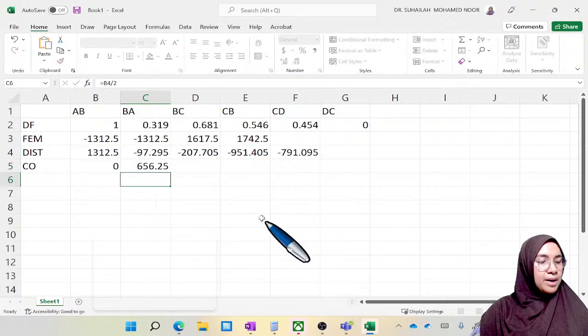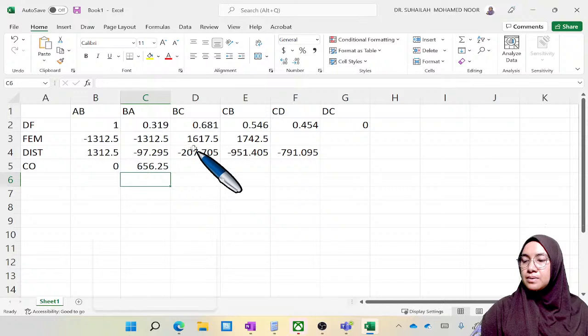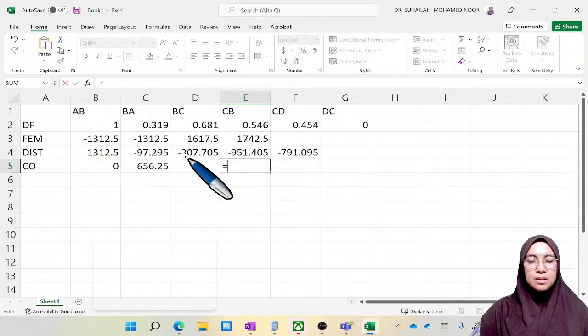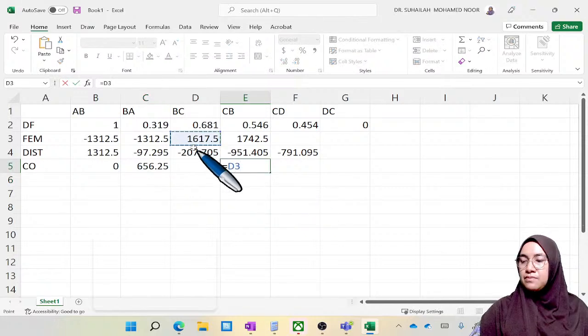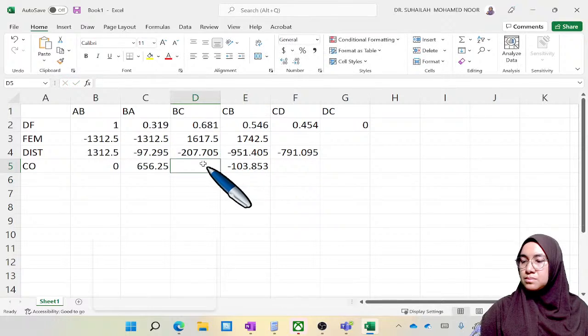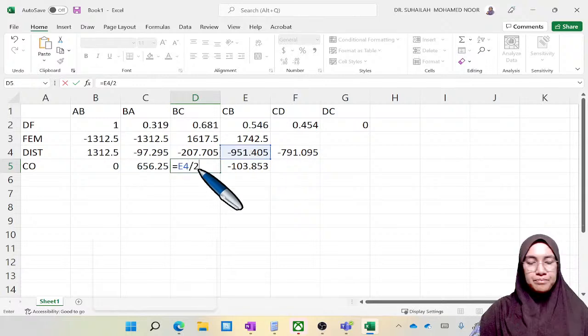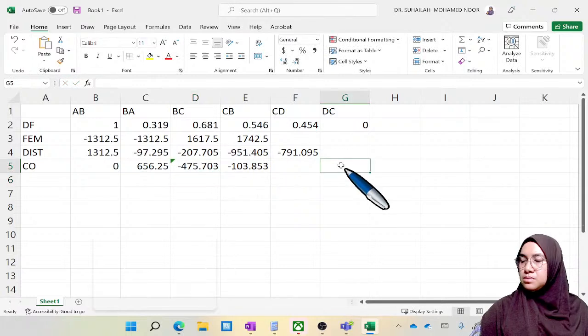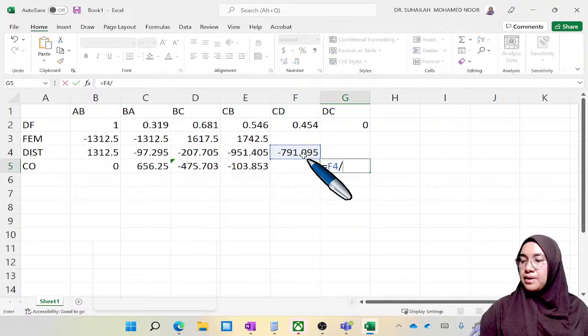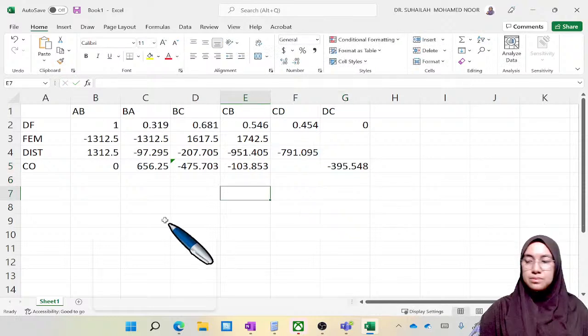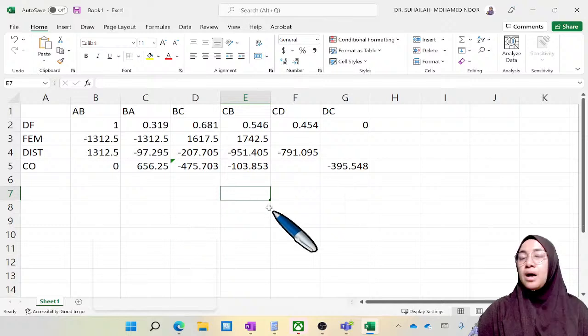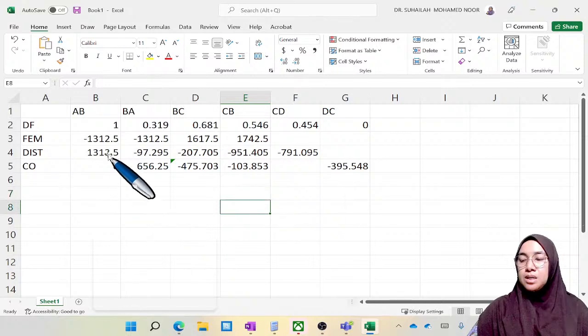Divide by 2. This is divide by 2. Divide by 2. Divide by 2. Cross opposite. Okay, so then check.